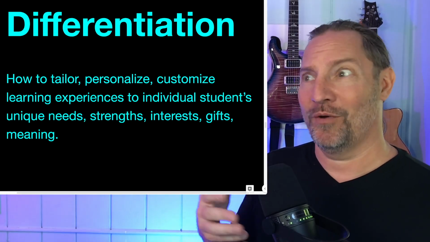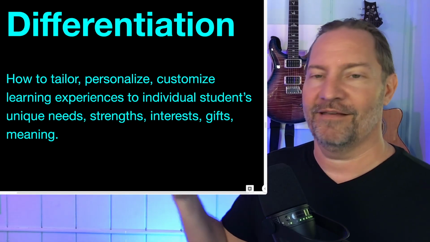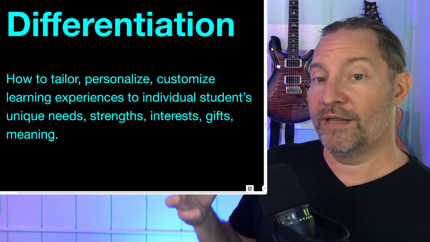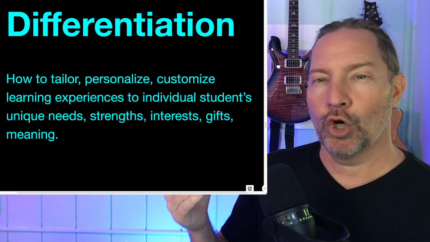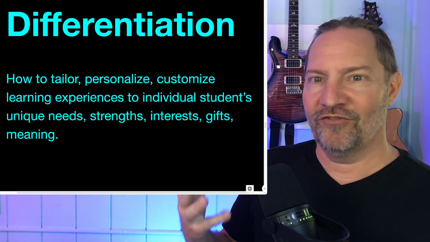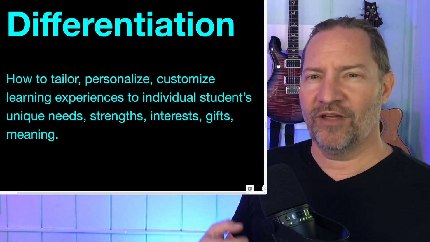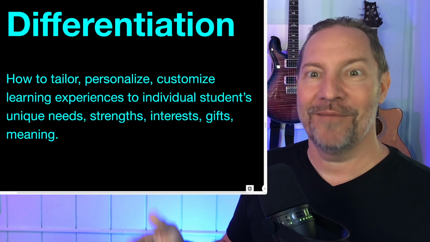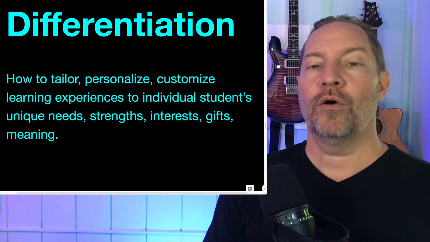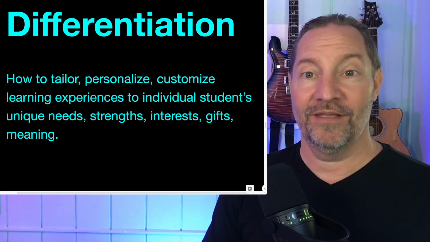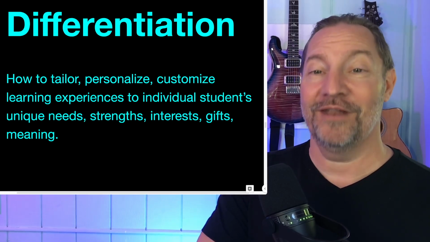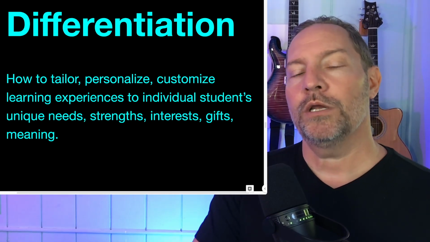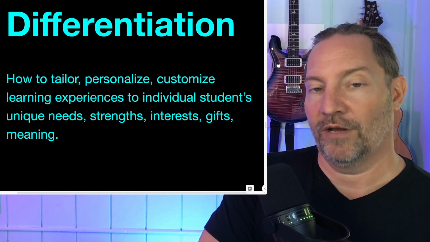How do we tailor something? We're making it different for a person. Personalize it, make it different for a person. So what are we tailoring? What are we differentiating? We are differentiating learning experiences. We're differentiating how we teach. We're differentiating what the students are experiencing. Why would we even differentiate? Because everybody is different. We have individual, unique students with unique brains, and they have unique strengths, unique interests, unique gifts. Now I'm going to talk a little bit about those words in my definition as well.